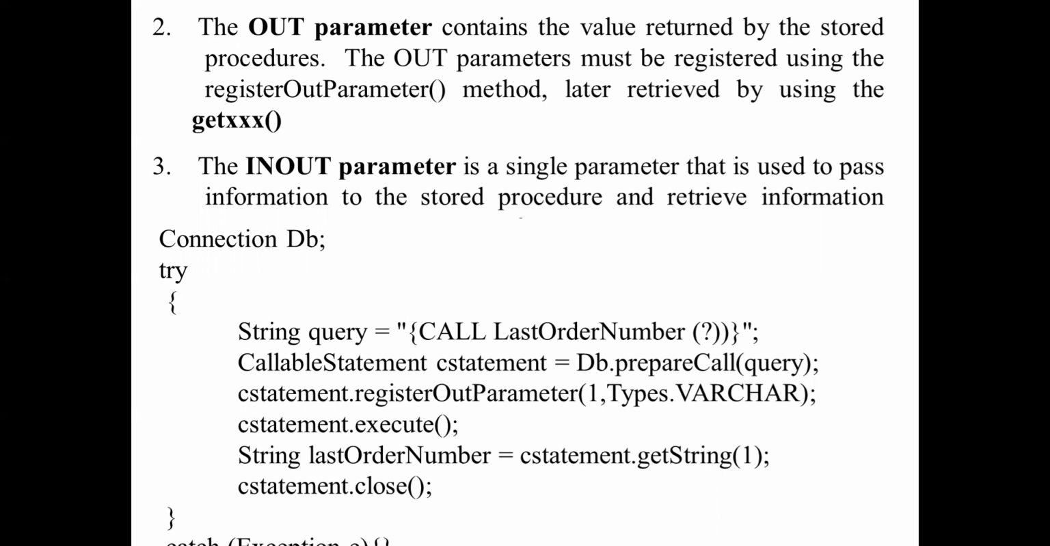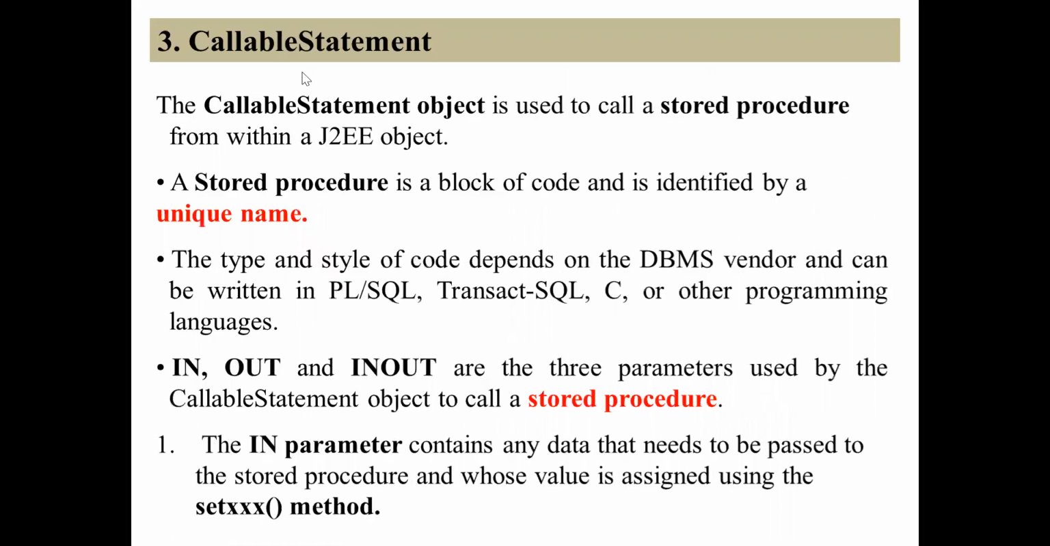The third one is the INOUT parameter. It is a single parameter we can use both to pass information and to retrieve it. Only one value can be passed into the stored procedure and the information retrieved through it. So we call it the INOUT parameter. These are the three types of parameters we use in the callable statement.